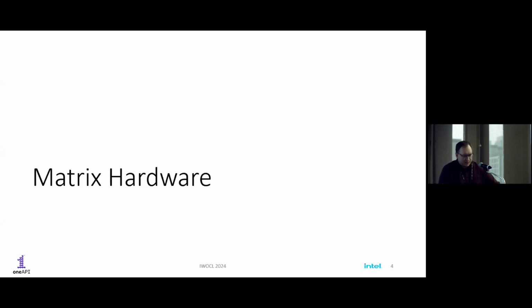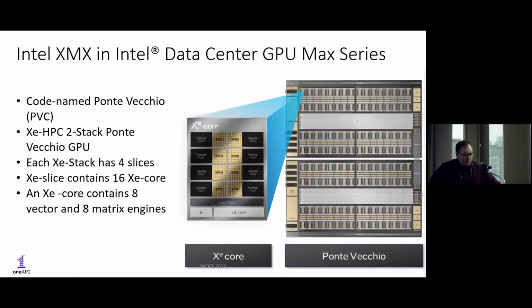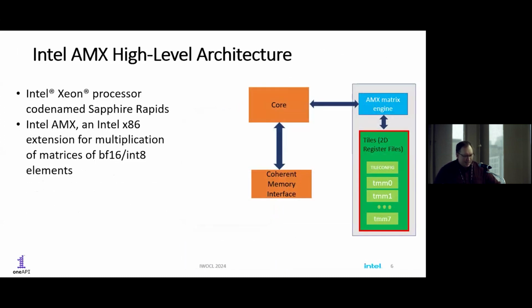So moving on to hardware. PVC, we've seen a lot of slides about it because we have a lot of fine folks from Argonne here. But the point being is it's a pretty big GPU with a bunch of different tiles and a bunch of different cores, and all of these cores have a matrix engine. So this has the ability to do a lot of GEMMs really fast.